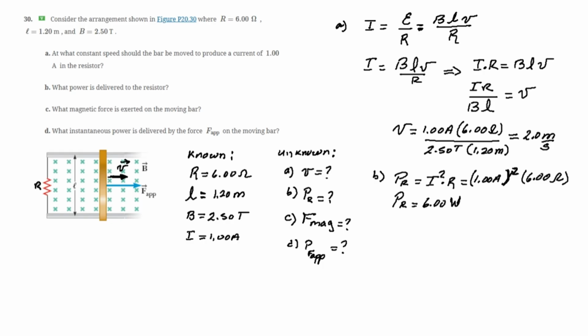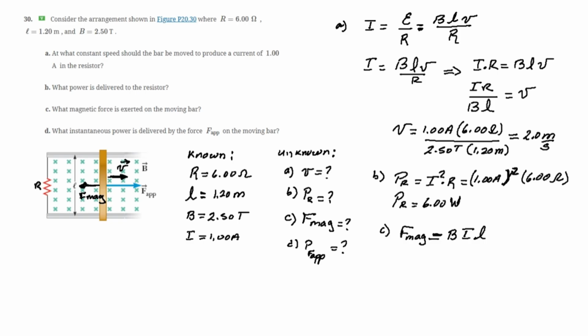Now, later, they ask you to calculate the magnetic force. The magnetic force will be equal to the intensity of the field times the current times the length. Like that, you can calculate the magnetic force. This magnetic force will oppose the force that is being applied. So this is BIL.